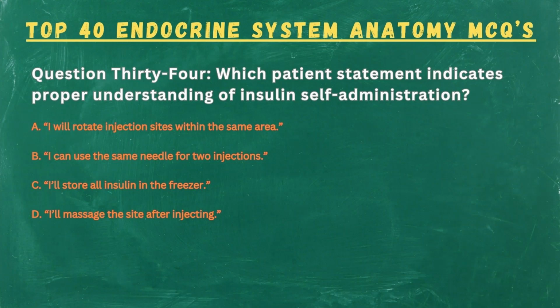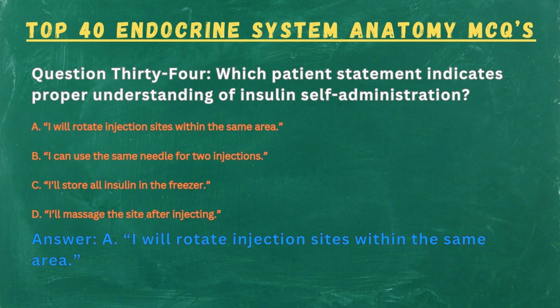Question 34. Which patient statement indicates proper understanding of insulin self-administration? A. I will rotate injection sites within the same area. B. I can use the same needle for 2 injections. C. I'll store all insulin in the freezer. D. I'll massage the site after injecting. Answer: A. I will rotate injection sites within the same area.